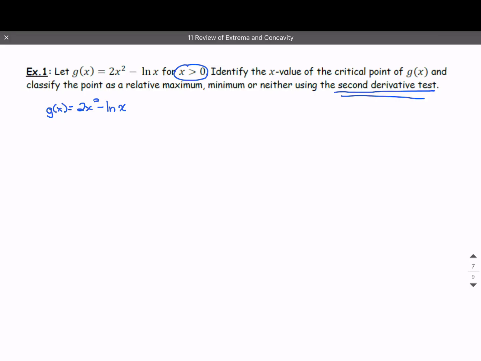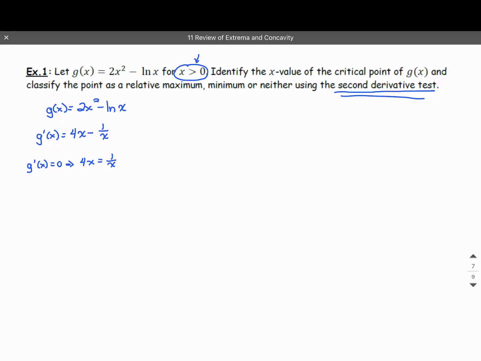So the first thing we need is the derivative of g. So the derivative of g of x is going to be 4x minus the derivative of natural log of x, remember, is 1 over x. Now, I don't want to know when the derivative is undefined. This derivative would be undefined when x is 0, but notice x equals 0 is not in the domain, so we don't have to worry about it anyway. So for our critical point, we're looking for when g prime of x equals 0, which would mean that 4x has to equal 1 over x.